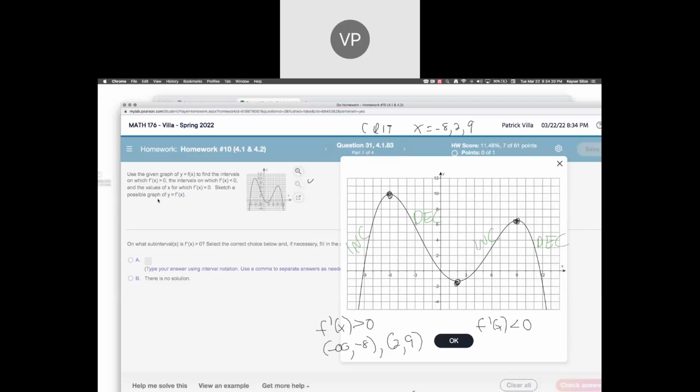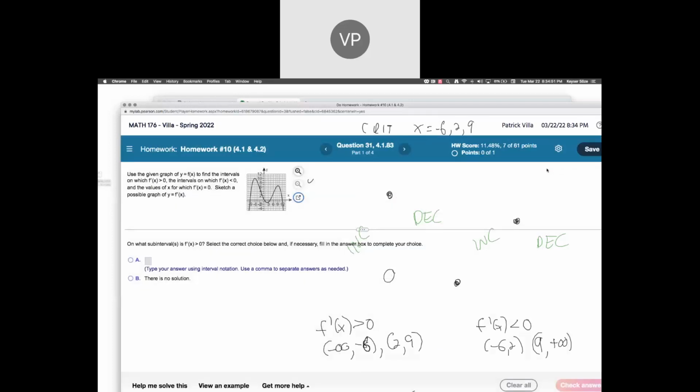It's everywhere from -8. I'm sorry, that was a -6. I read that wrong. Sorry, go back. -6 is what that point is right there. Okay? So everywhere from -6 up to 2, it's going to be decreasing. And everywhere from 9 to infinity, it's going to be decreasing. Okay? So I wanted to write all those out because now I have to get rid of my picture.